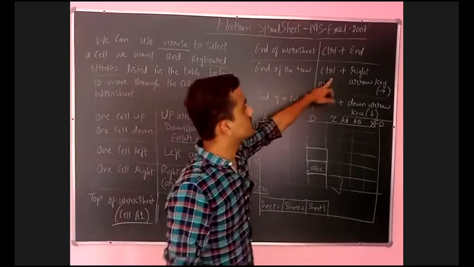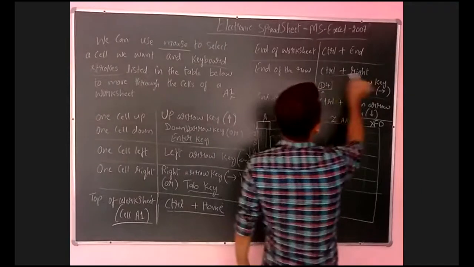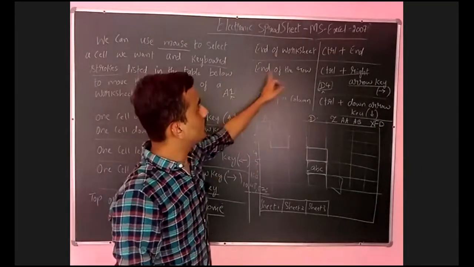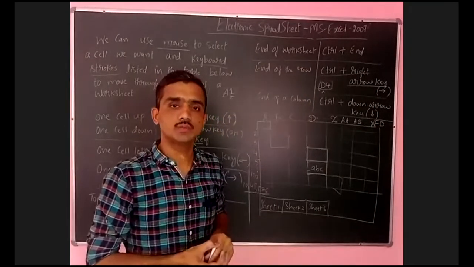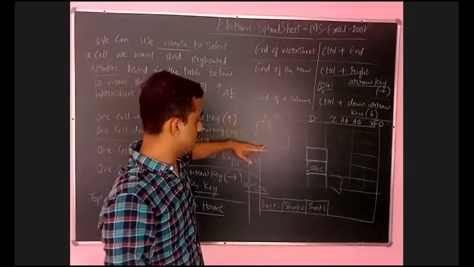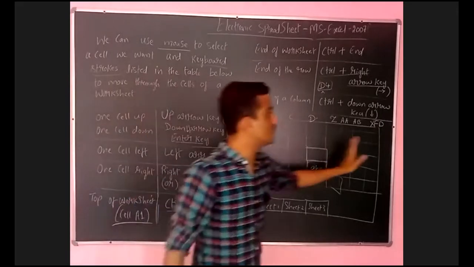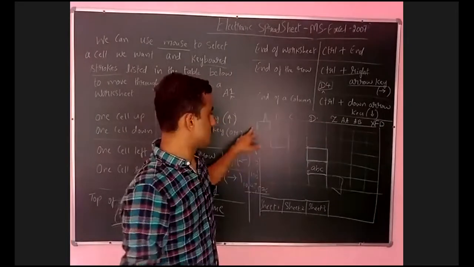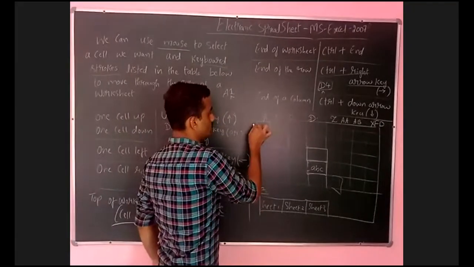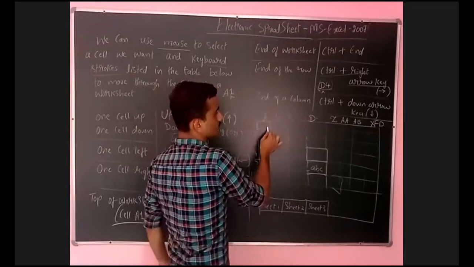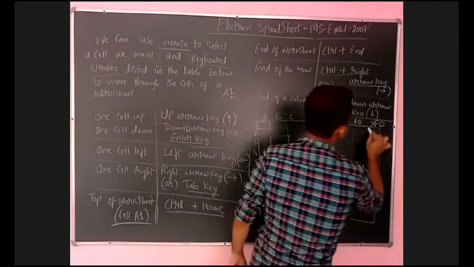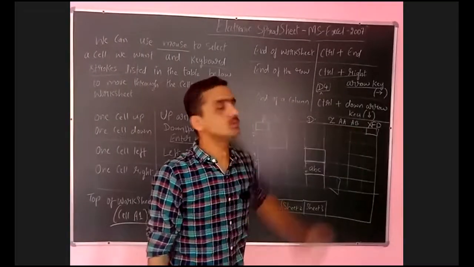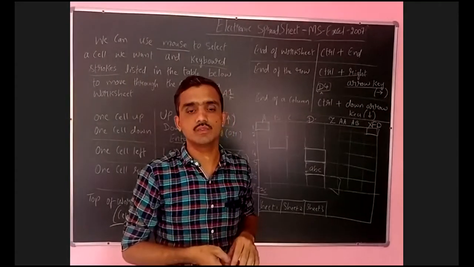So this option is there: Control plus right arrow key. That is end of the row. If you are in the first row, or the fifth, or the hundredth, you come to the end of the row, not the end of the column. Don't get confused here. If I am in first row, first column and press Control plus right arrow, it will go to column XFD. End of the row means the last column. That is the end of the row.